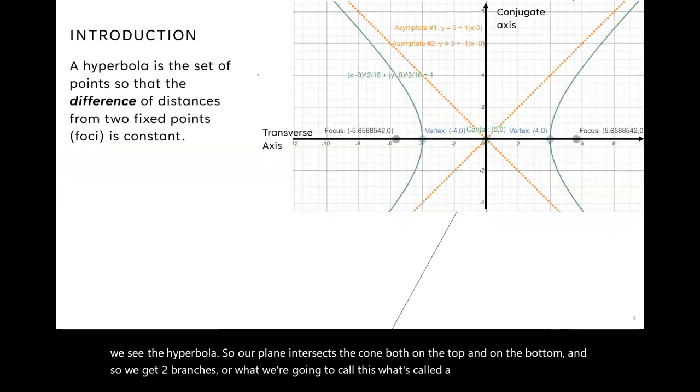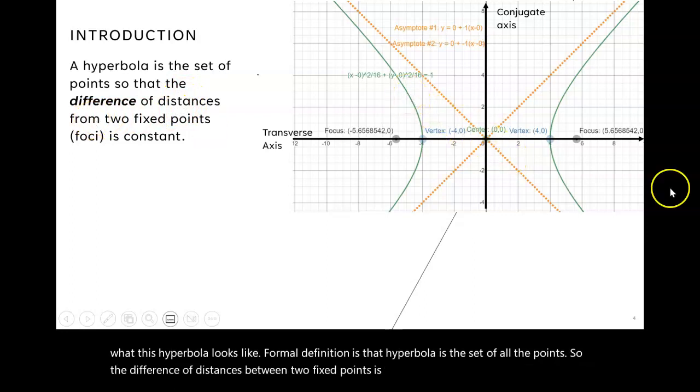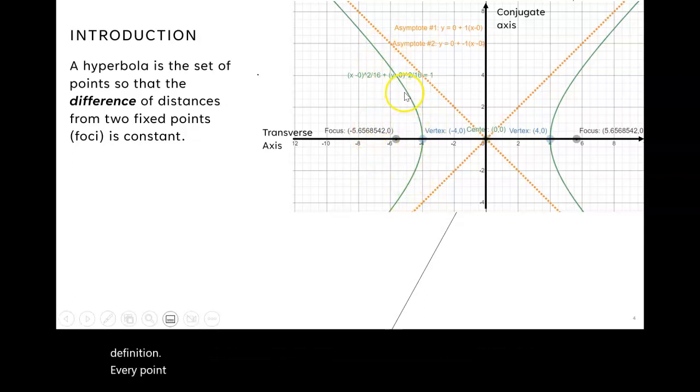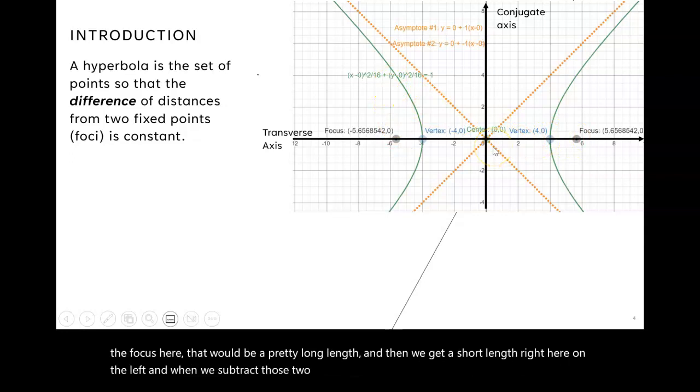So let's investigate what this hyperbola looks like. The formal definition is that a hyperbola is the set of all the points where the difference of distances between 2 fixed points is constant. It's hard to represent that here, and I'm not going to go into too much depth with that definition, but basically every point on the green curve, if we take that point and go all the way to the focus here, that would be a pretty long length, and then we get a short length right here on the left. And when we subtract those distances, we get a constant. But the big key is that the word difference is involved in here.